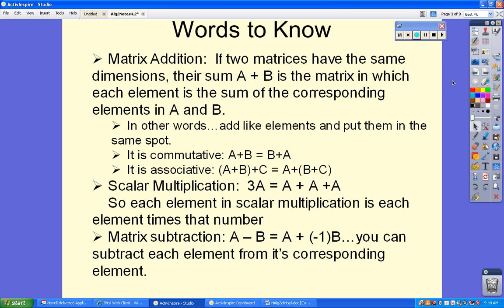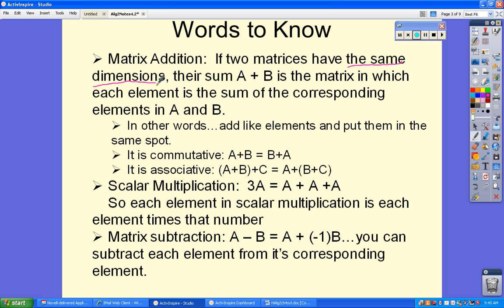So, words to know. There's going to be a little bit of vocabulary here, but it's going to make everything today make sense to you. It follows common sense. Matrix addition. We're going to take those matrices that we dealt with yesterday and we're going to add them. Here is the only rule that you really need to pay attention to. Not the only rule, but the most important.